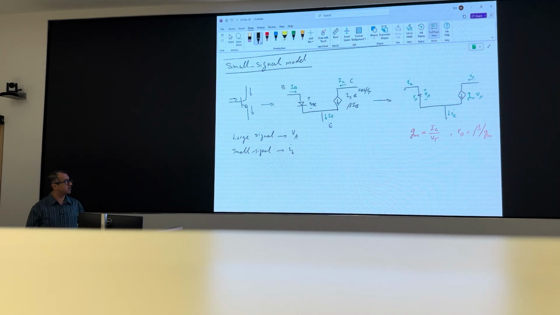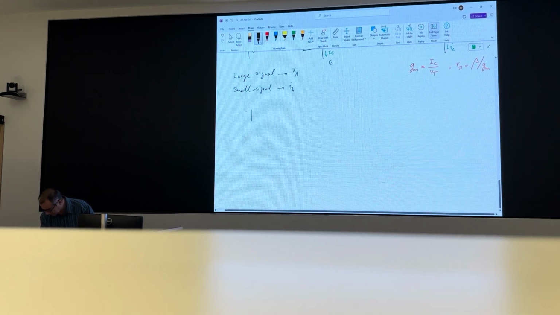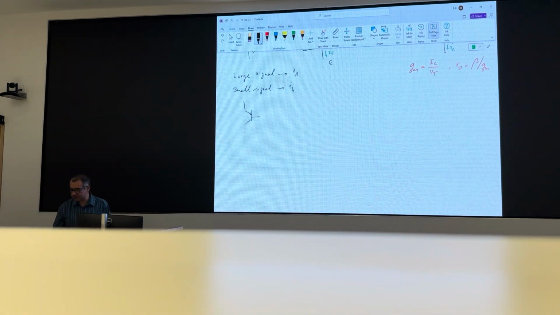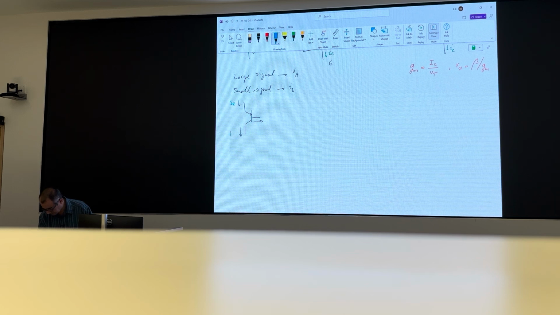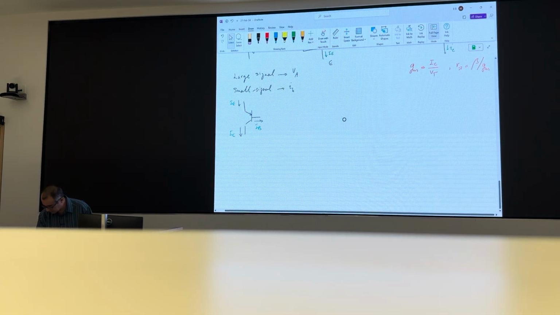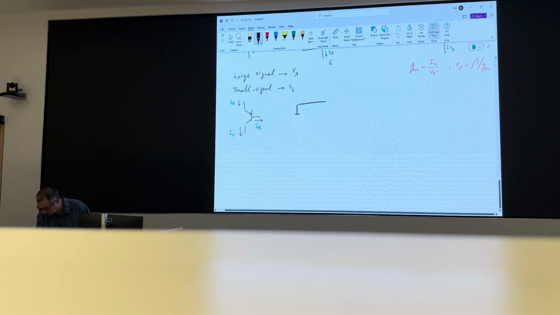We didn't talk about the small signal model for PNP. That's what we're going to spend the next 5 minutes on. So this is your PNP device. IE goes in, IC comes out, IB comes out. From here, we can have the same model that we had for the NPN transistor.